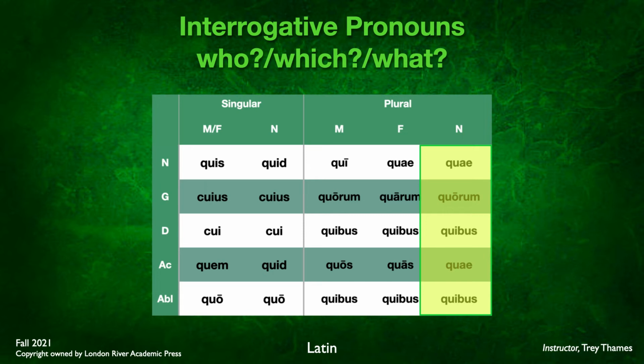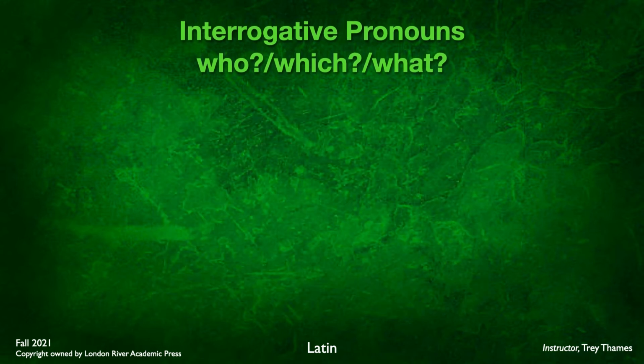Now, how does this translate? Well, it basically translates the exact same way as the relative pronoun: who, which, or what. But in this case, it's interrogative, so it's asking a question. We'll look at some examples here in just a minute.